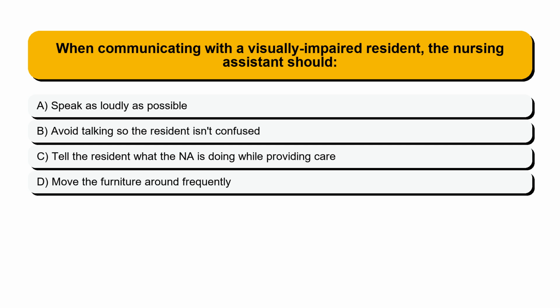Question 21. When communicating with a visually impaired resident, the nursing assistant should: Option A, speak as loudly as possible. Option B, avoid talking so the resident isn't confused.